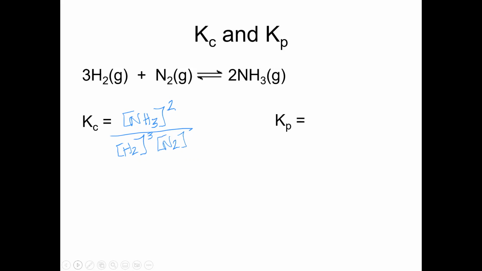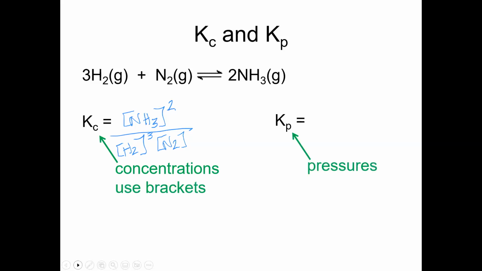With KP, one thing to note is that brackets signify a concentration. So pressures are not measured in concentrations. They are measured in atmospheres. So whenever we are dealing with pressures, there are not brackets. We will use parentheses, and you'll see this on your reference sheet. So it's still going to be a similar expression, but we're dealing with the individual pressures of the products and pressures of the reactants instead of the concentrations.